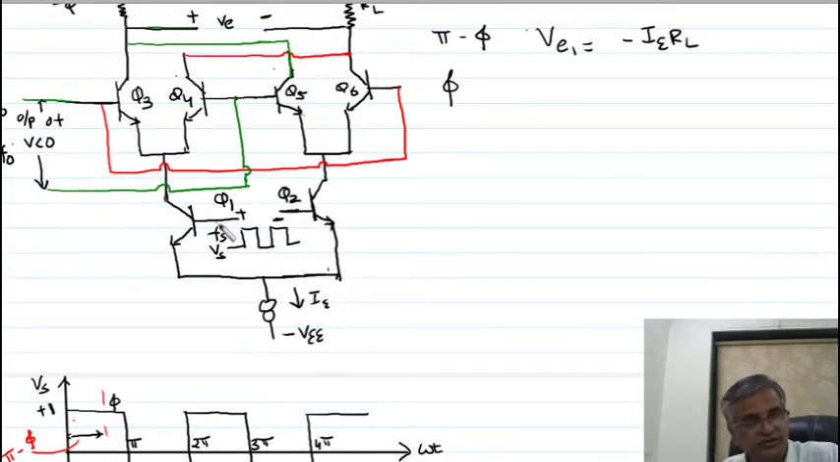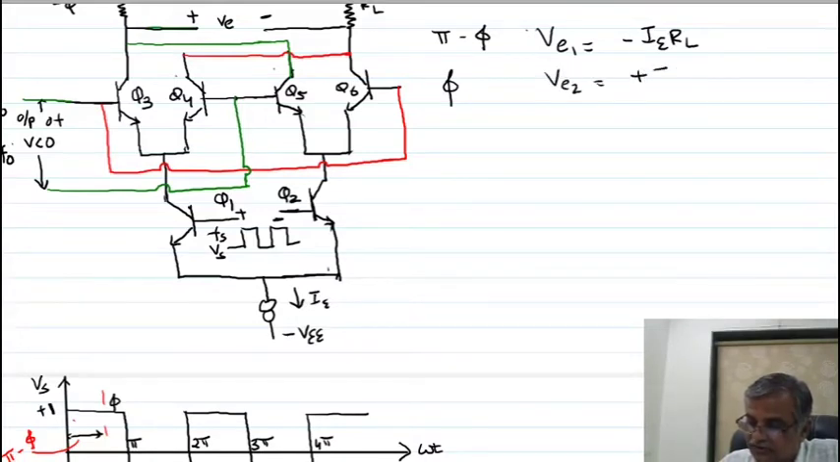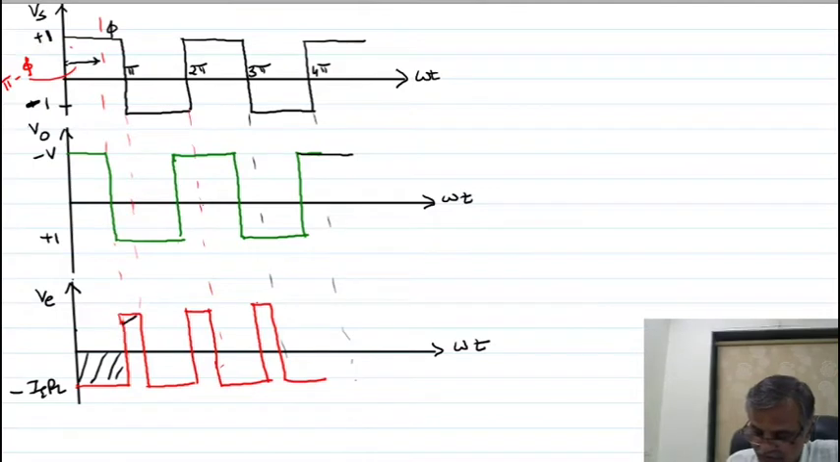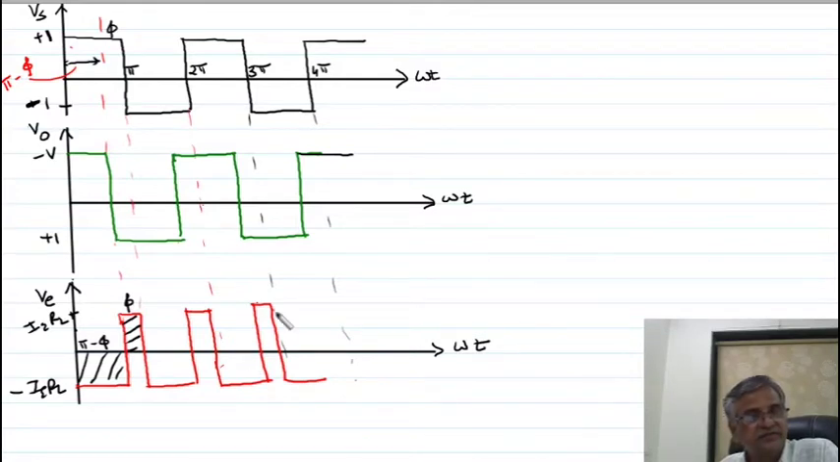But this is positive, so this will conduct, and this does not conduct, so the voltage at the collector of Q3 is maximum. The maximum value I am writing is equal to plus IRL. So that voltage I am showing you in a timing diagram. This is your plus IRL. This is your interval pi minus phi. This is your phi interval. In this way you can get the voltage for a consecutive square pulse.